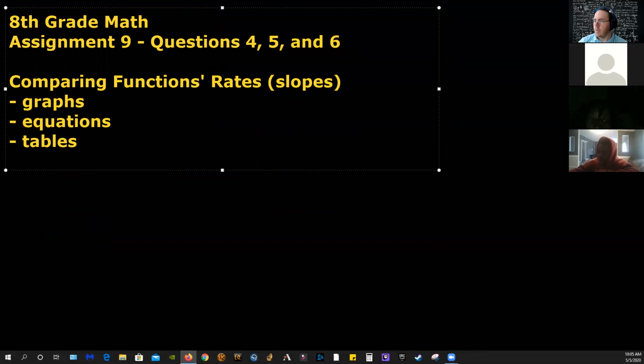All done? Okay. So, guys, here's what we're talking about. We're looking at functions and rates, and we're going to be comparing their slopes, trying to determine which one has the greater rate of change. If they were to give you a picture of the graphs, it'd be super duper simple.